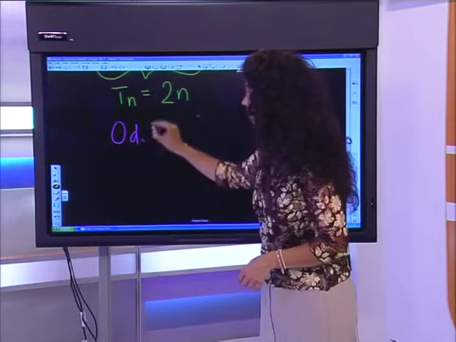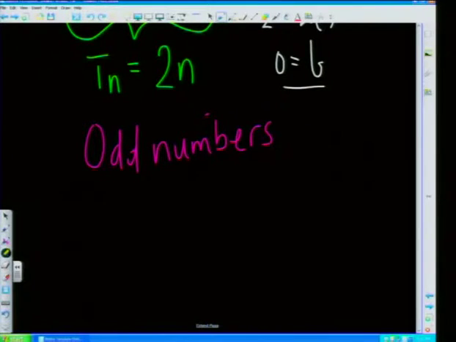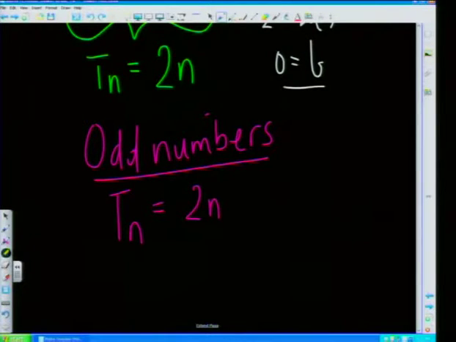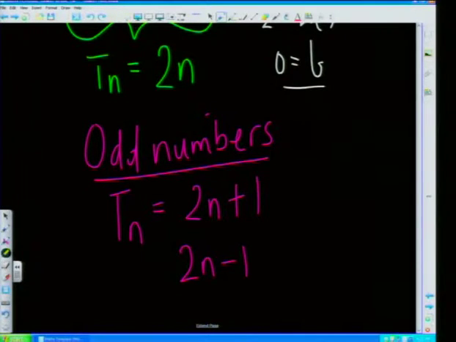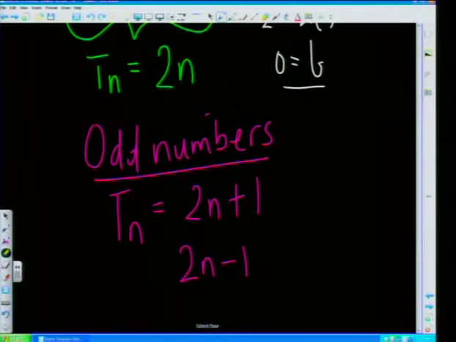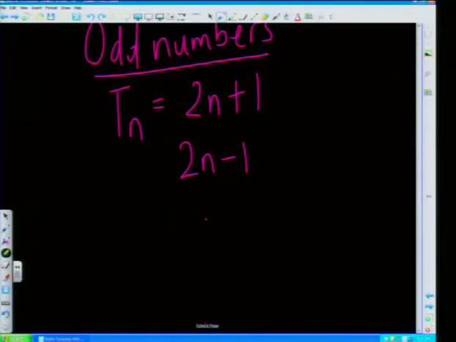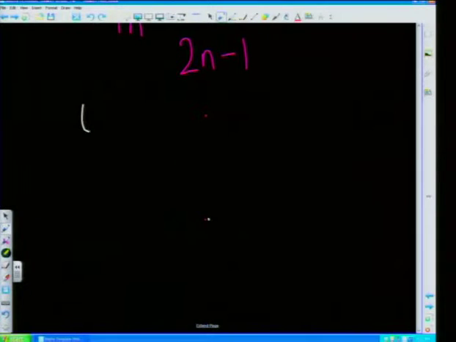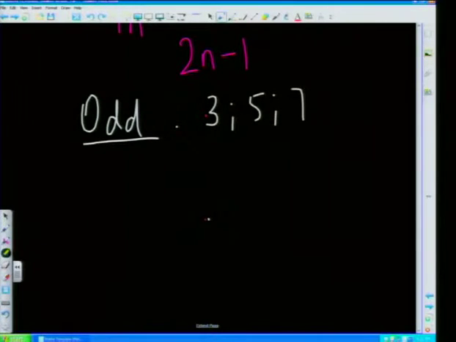Right, my odd numbers, since they are on either side of 2n, could be represented as my general term, either 2n plus 1, 1 more than the even, or 2n minus 1 on the left side of the even number. And if we were to look at what their general term would be, let's look at a sequence of odds. And let's look at the odds starting off from 3, 5, 7, etc.